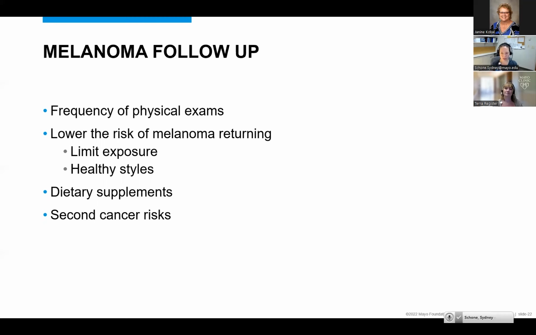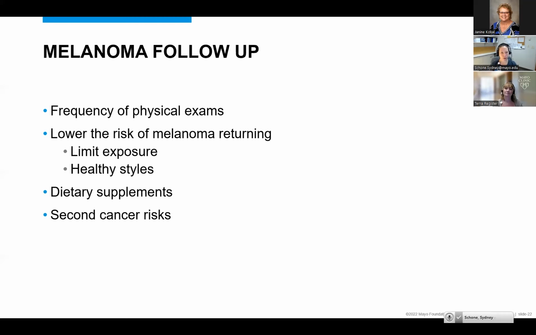Survivorship care plans are individualized, suggest a schedule for follow-up exams and tests, and discuss possible late or long-term effects from the treatment. We also recommend a healthy lifestyle, which includes not smoking, eating well, being active, and staying at a healthy weight. At this time, there are no dietary supplements, including vitamins, minerals, or herbal products, that have been shown to reduce your risk of melanoma returning or coming back.